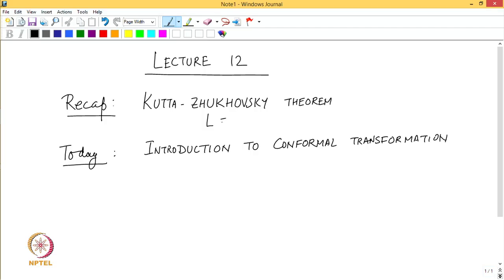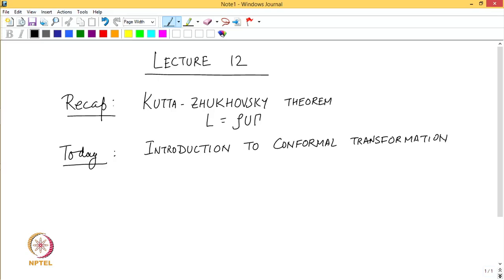So in the previous lecture, we came across the Kutta-Zhukovsky theorem, which defined the lift force per unit depth in terms of the circulation. So we said lift is rho U gamma, and we proved this for a simple case of flow past a circular cylinder, and we did it two ways. One was essentially integrating the pressure distribution, and the second was using the Blasius theorem.